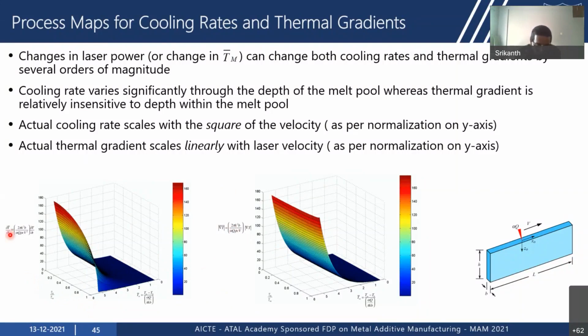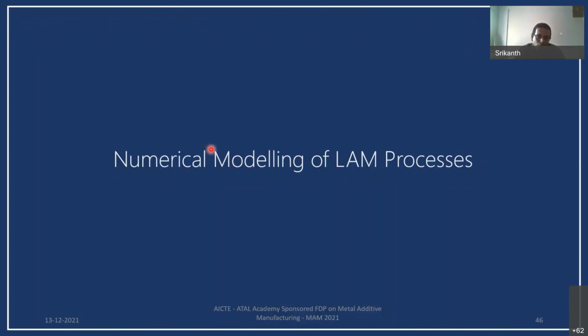Now, the actual cooling rate scales with the square of the velocity as per the normalization here, and the actual gradient scales linearly with velocity. Later on, I'm going to show you how the information from these process maps can be used to obtain insights on the morphology of the grains that are obtained in the LAM process. So I'm going to discuss numerical modeling now.